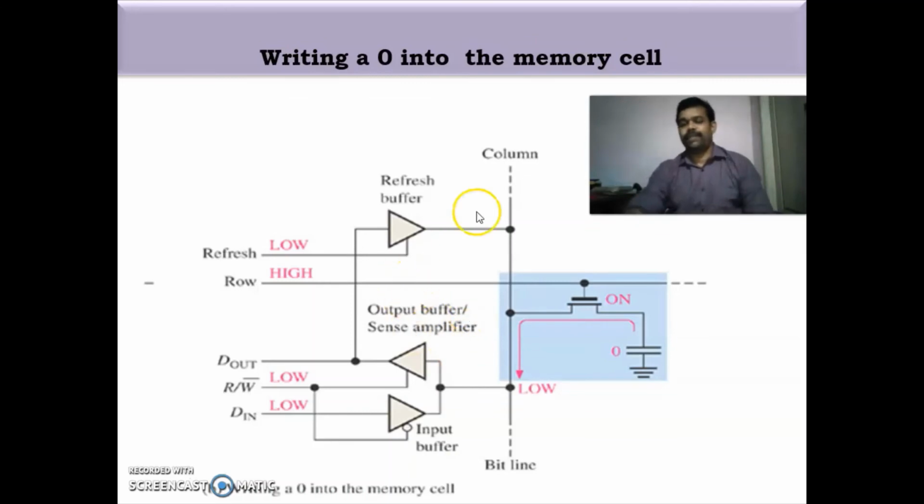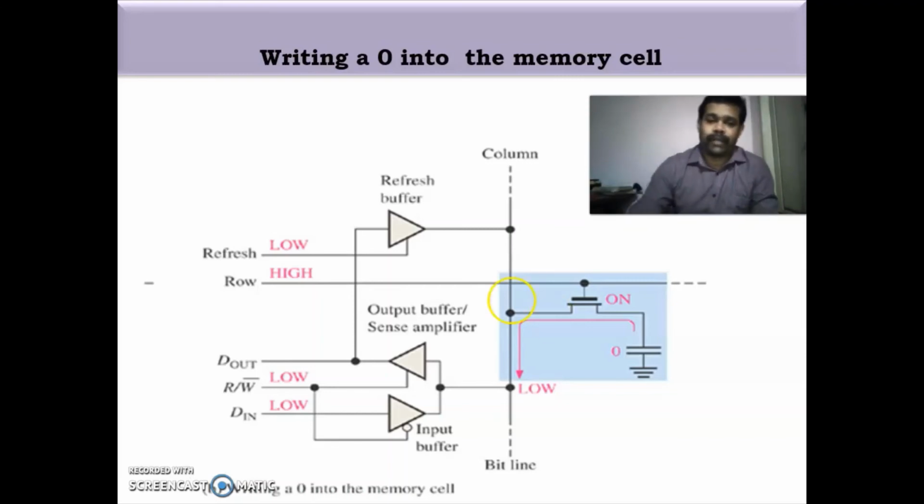So this is nothing but writing a 0 in the memory cell. I will explain once more. For writing, first we have to make the refresh input to the refresh buffer low. Then you have to make this row line high. Then you have to make the read write line low. This disables the output buffer and enables the input buffer, and you are giving the input D in as low. So the column line becomes low, and the capacitor will not charge. It will discharge if it was charged in the previous cycle. So this is nothing but writing a 0.